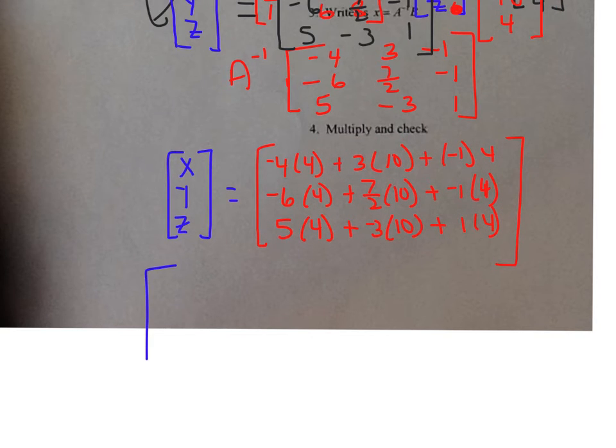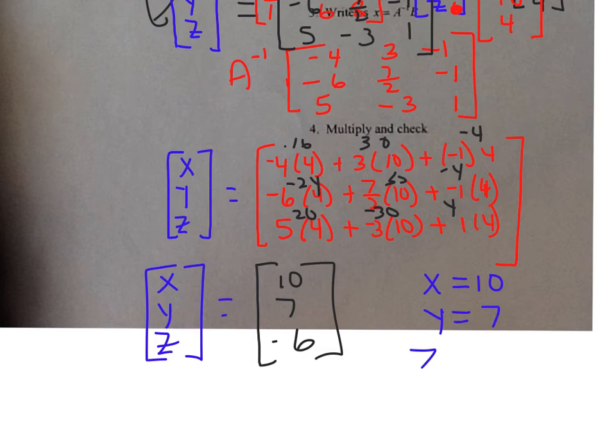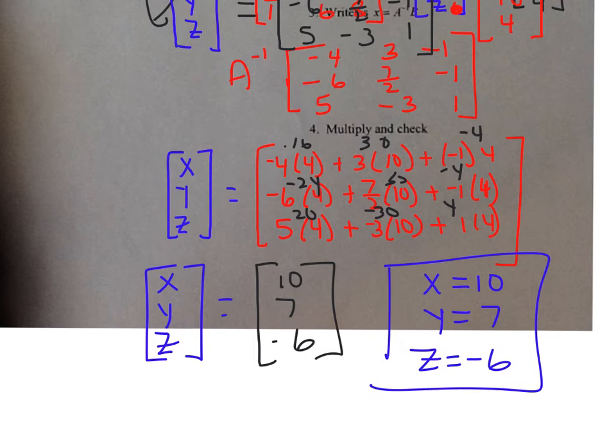Okay, so now let's simplify this. So X, Y, Z equals negative 16, positive 30, negative 4, that comes out to be 10. And then I have negative 24, 35, and negative 4, that comes out to be 7. Then we have 20, negative 30, and 4, that comes out to be negative 6. So therefore, my x is equal to 10, my y is equal to 7, and z is equal to negative 6. That's my solution. And then obviously the last thing you have to do is check.